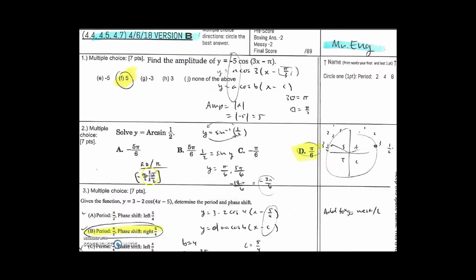So I need something in between -pi over 2 and pi over 2, and the only answer that actually meets that is pi over 6. So the answer is D. So you have to look at the restricted domain.